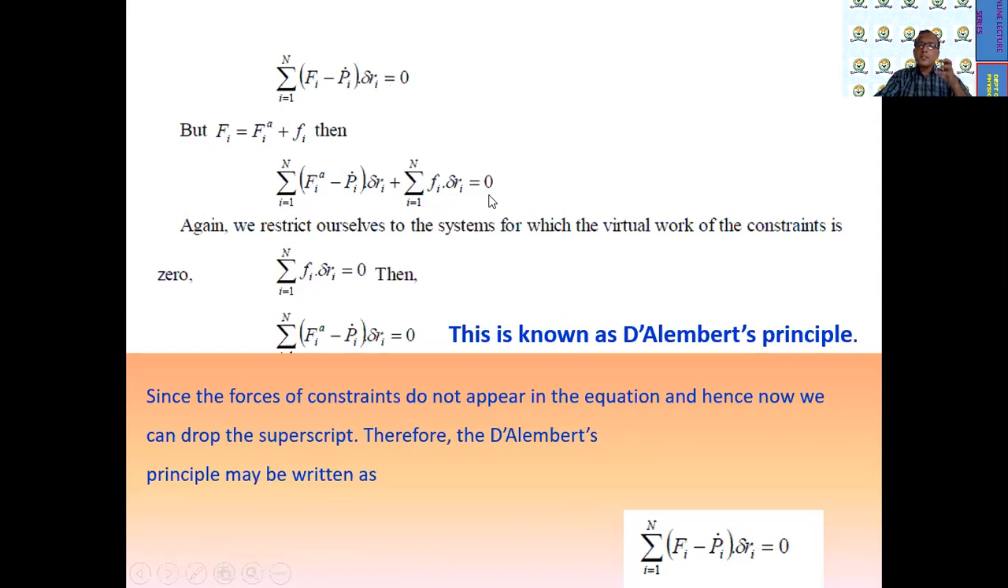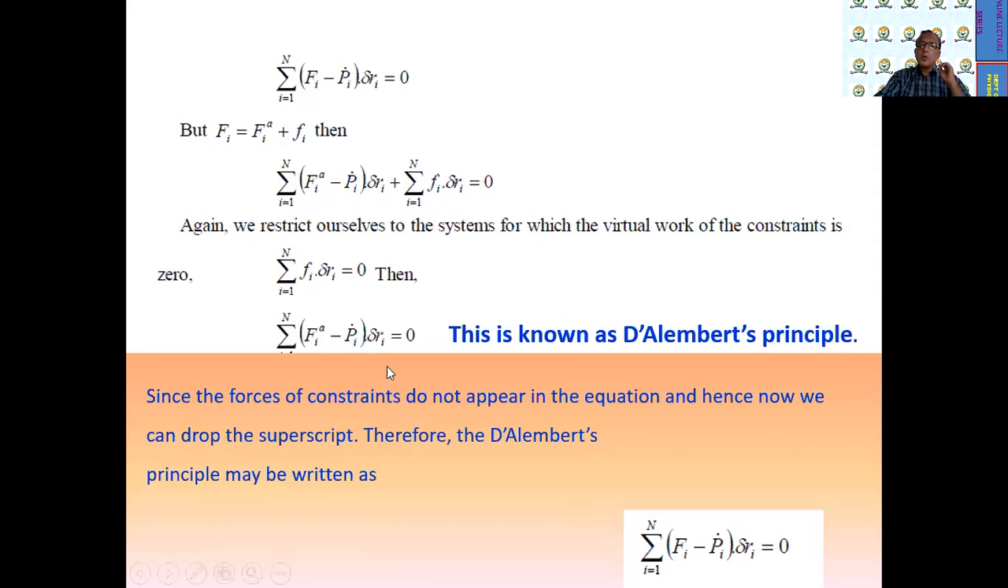But we restrict ourselves to a system for which the virtual work of the constraint is 0. That means on this ith particle, virtual work is 0, that means the force of constraint is not working. That means the summation i goes from 1 to n fi delta Ri is equal to 0 in this equation. And therefore, the total equation will now become summation i goes from 1 to n (Fi^a minus pi dot) delta Ri equals 0. And this is nothing but D'Alembert's principle.